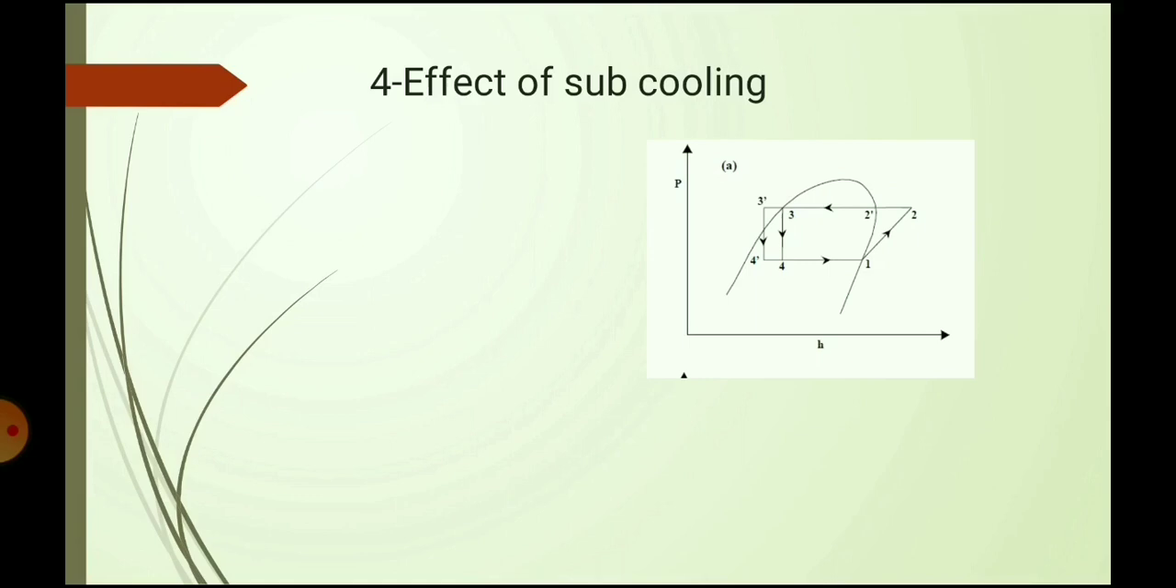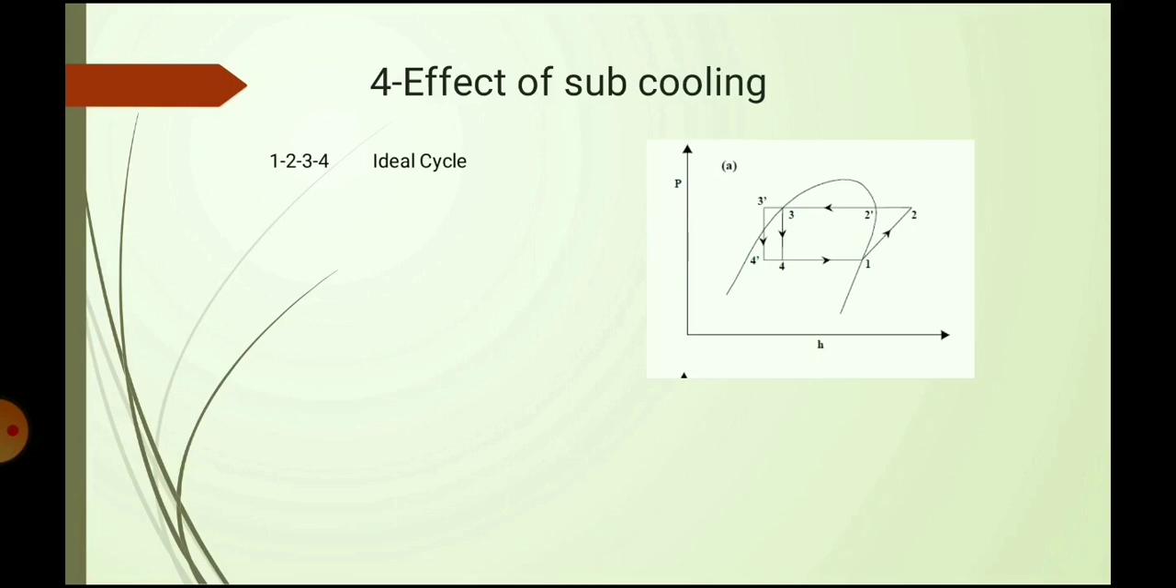Then 1, 2, 3, 4 is said to be the ideal cycle, we all know. But what are we changing? We subcool the refrigerant. That means point 3 is shifted to 3 dash at the condenser pressure. The pressure remains the same in the condenser. That means the pressure at point 3 is equal to the pressure at point 3 dash. Remember it. Clear?